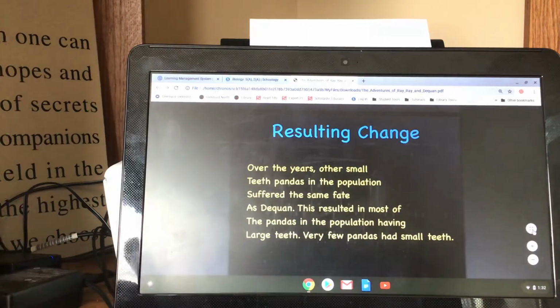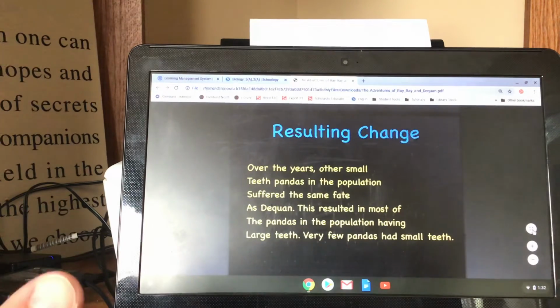And here's that resulting change. Here's the evolution. Over the years, other small teeth pandas in the population suffered the same fate as Daquan, meaning if you're a panda bear with small teeth, you died. This resulted in most of the pandas in the population having large teeth. Very few pandas have small teeth today.